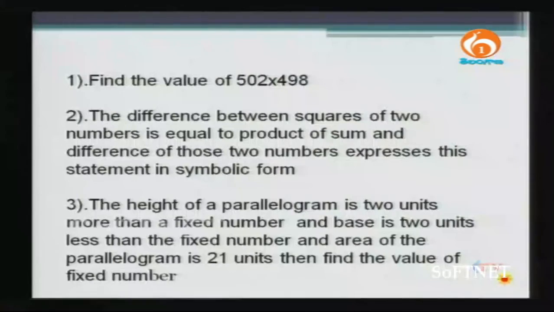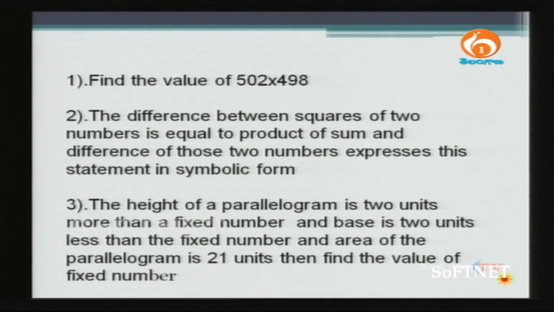Okay. Shall I give the questions to you? Write the question. Find the value of 502 times 498. Once again I will repeat it. Find the value of 502 into 498. Okay. Second one: the difference between the squares of two numbers is equal to the product of the sum and difference of those two numbers. Express this statement in symbolic form. All of you know this. We only gave a sentence, you have to change it into symbolic form. Maybe you got it. Good.